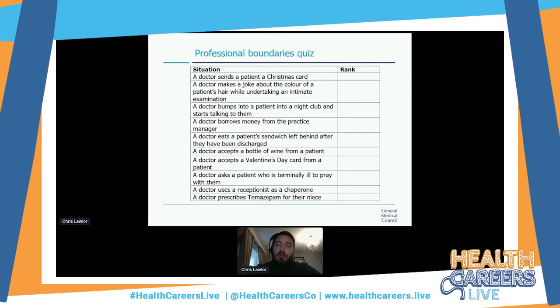So do we think it's acceptable for a doctor to send a patient a Christmas card? Is that acceptable? If you are working as a doctor, when you're on placement as a medical student, do you think it's acceptable for you to send your patient a Christmas card? So we've got a few no's coming through. Good point from Alice, I think there. It depends on what the message says.